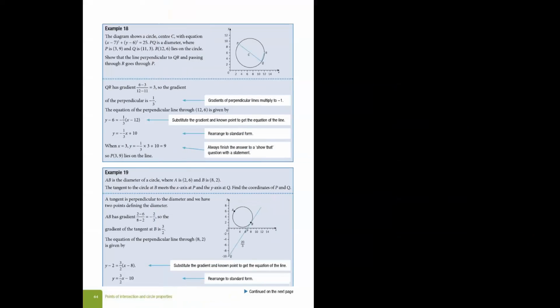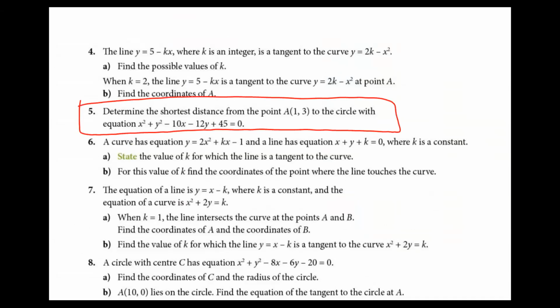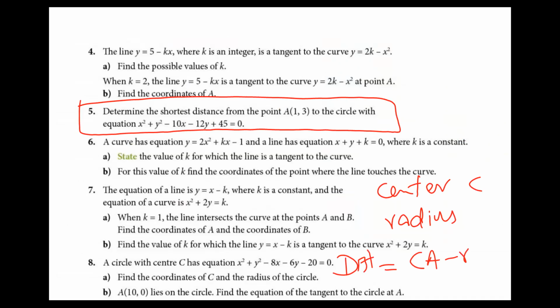So this example is available, and now I'm going to give you this question to start. All of you try this question now. Find the center of the circle, find the radius, which is not a hard job for you, and then find the distance CA, and subtract the radius, you get the distance. So please go ahead and start this question number 5 and then send it to me fast.